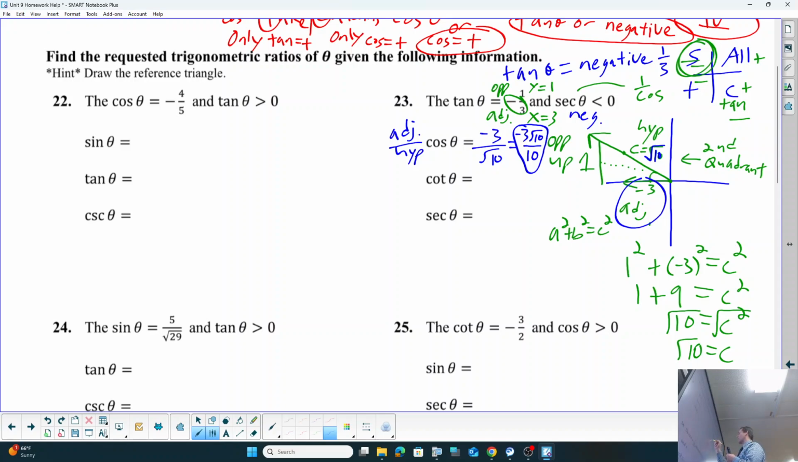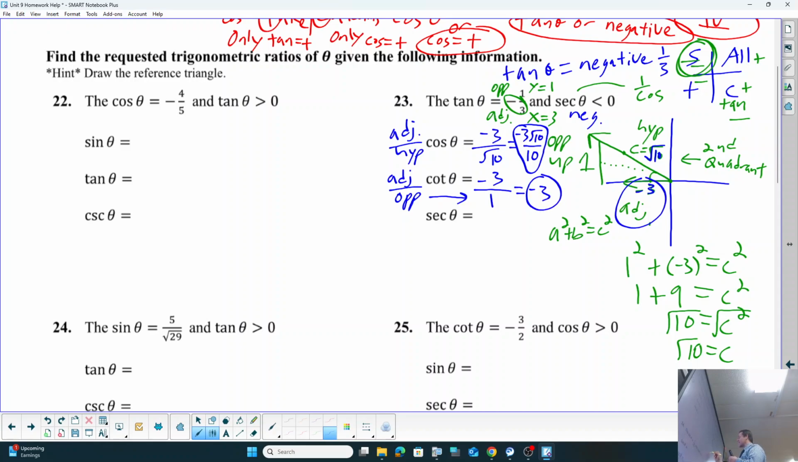Cotangent is not opposite over adjacent. It's adjacent over opposite. And since that's cotangent, adjacent is -3. So -3 all over what's opposite? Opposite is 1. So the answer should just be -3.